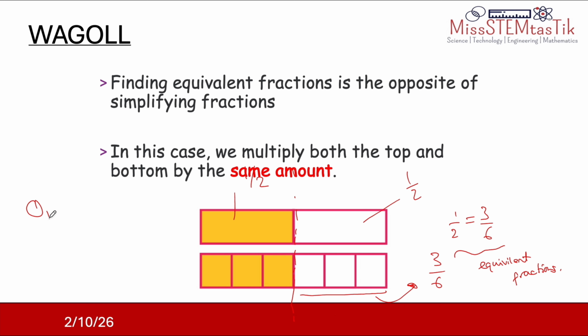And just by that, you can tell that equivalent fractions are the opposite of simplifying fractions. To simplify fractions, you divide the numerator and the denominator by the highest common factor, and this is the opposite.